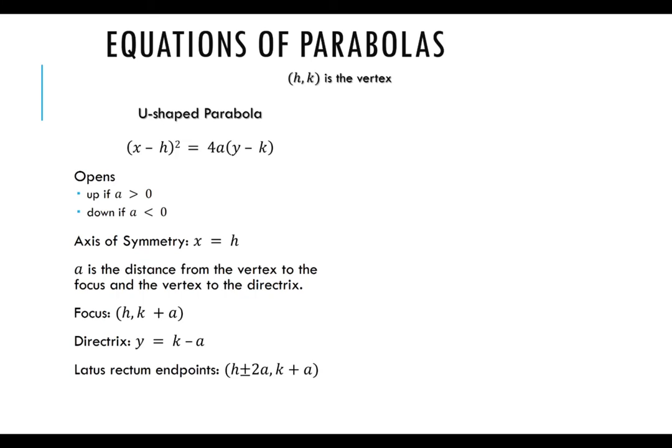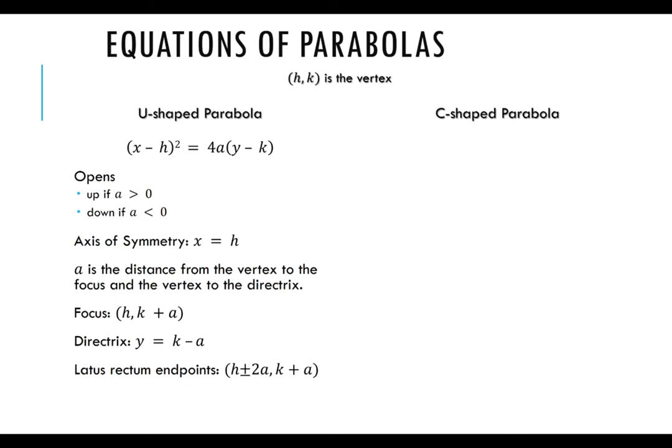And then the endpoints for the latus rectum are going to be (h ± 2a, k + a). And so if you were to sketch this in your graph, you'll notice that what's really happening is you're shifting up from the y coordinate of the vertex amount a. That's really to the focus, right? And then you're shifting to the left and to the right. But how much? Well, because everything's equidistant between the focus and the directrix, it's going to be h plus or minus 2a. For a C-shaped parabola, changing a little bit here, notice that for the U-shaped parabola, the x stuff was squared.